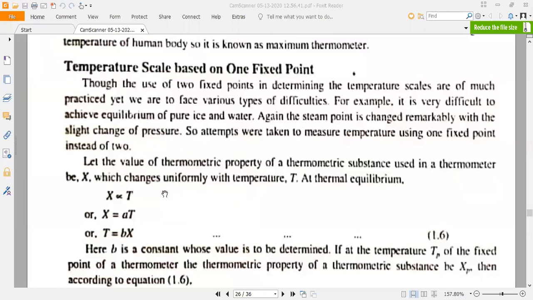Acha, so at thermal equilibrium we can say that x will change proportionally with T. If we can develop a relationship like that with any thermometric property, then it becomes very easy. Here you double the temperature, the thermometer property will be doubled.